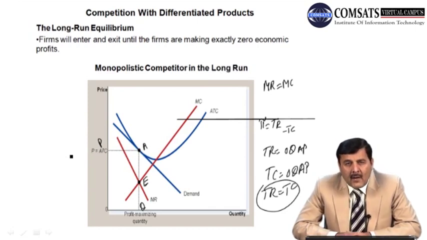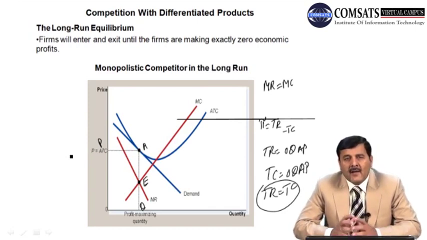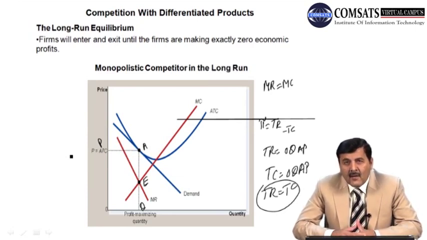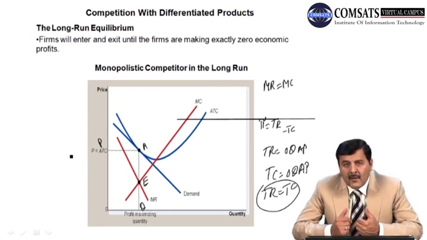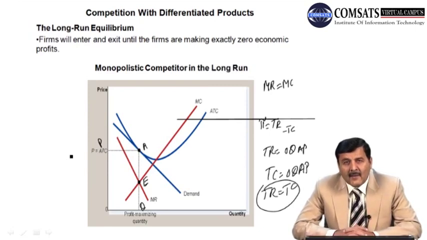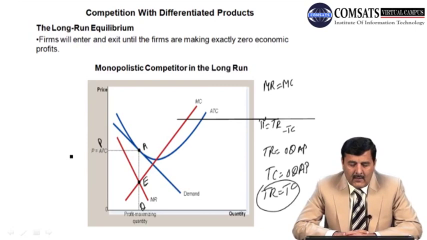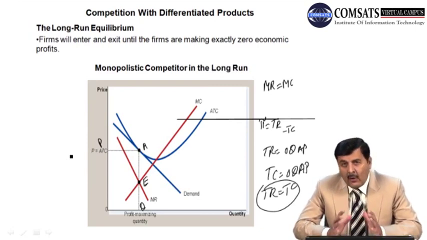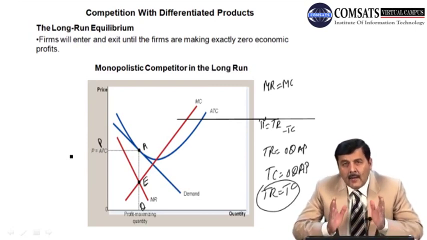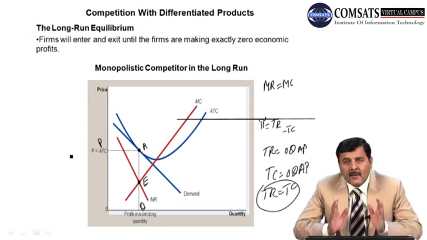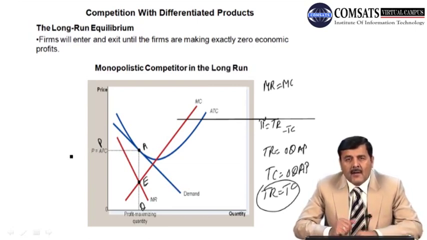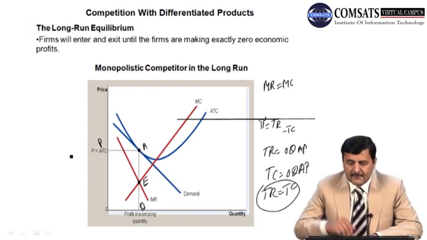So they want to remain in the business, so they are covering all of their variable cost, only the fixed cost is not covered in this case. So they want to remain in the business, they want to produce, with the hope that in the long run they will start earning abnormal profit for their firms. So this is how we can explain the zero economic profit or the normal profit situation in the long run under monopolistic competition.